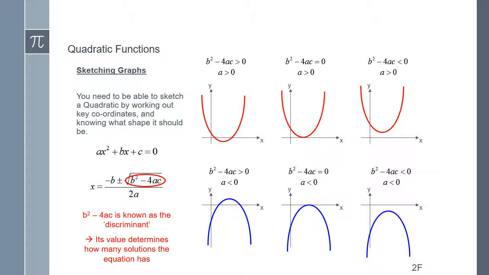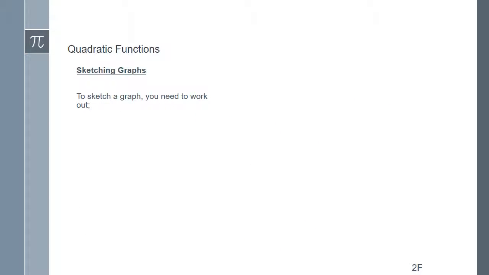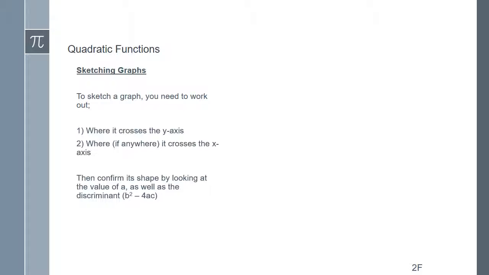So you can see, if a is bigger than 0, it's U-shaped. If a is less than 0, it's N-shaped. If b squared minus 4ac is bigger than 0, there are two solutions. If it's equal to 0, there's one repeated root, and if it's less than 0, there are no solutions at all. So to sketch a graph, we need to work out where it crosses the y-axis, where, if anywhere, it crosses the x-axis, and we have to confirm the shape by looking at the value of a.